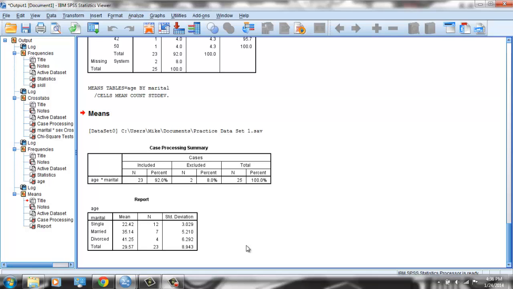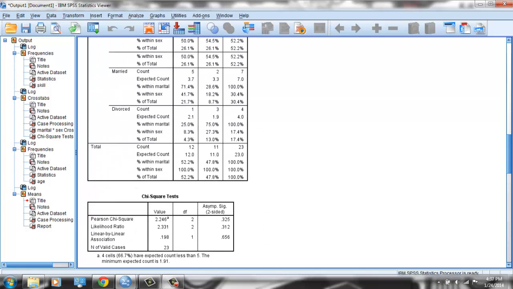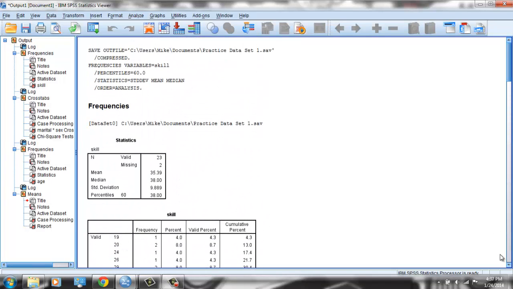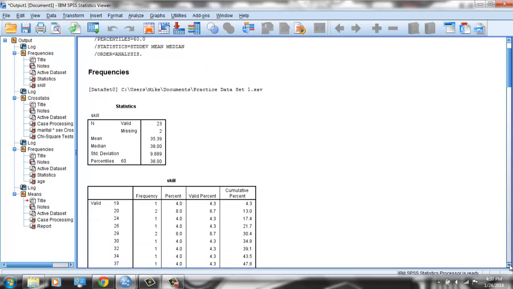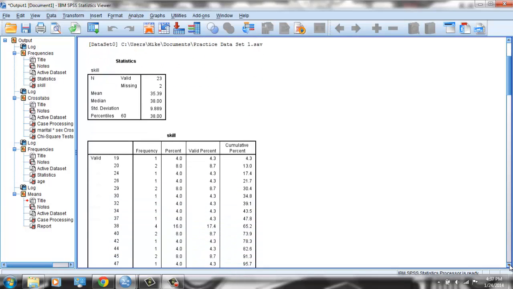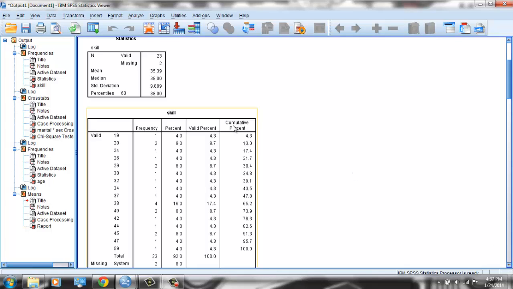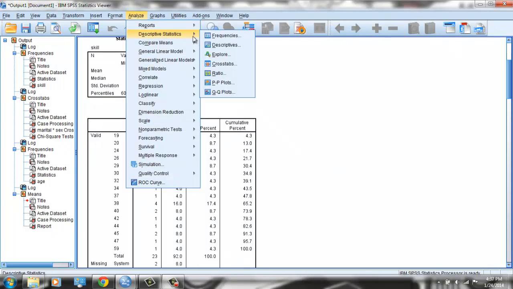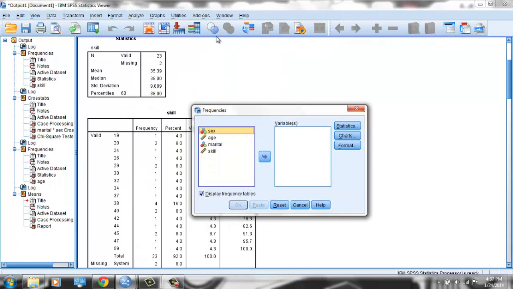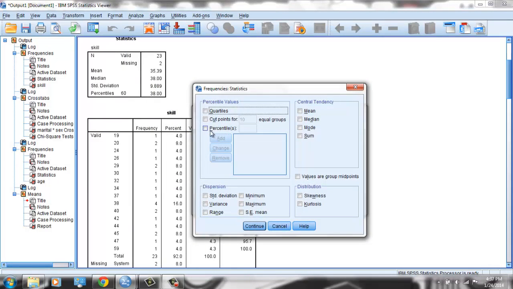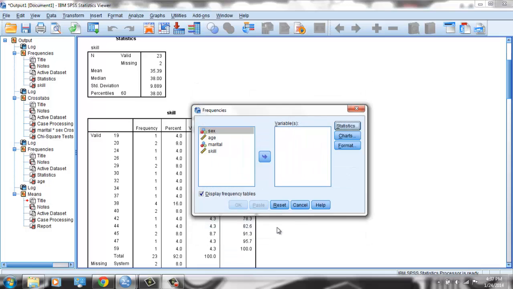Now, the end of the chapter talks about z-scores and stuff. Just skip that. Nobody cares. But you do want to know how to do these other things we've done. You will want to be able to create a frequency table and tell me a percentile rank. Again, we did that. Frequency, descriptives, frequencies, statistics, and you punch in the percentile. Here's how you get your mean, your median, your mode, your standard deviation, minimum, maximum. All this stuff is located here.